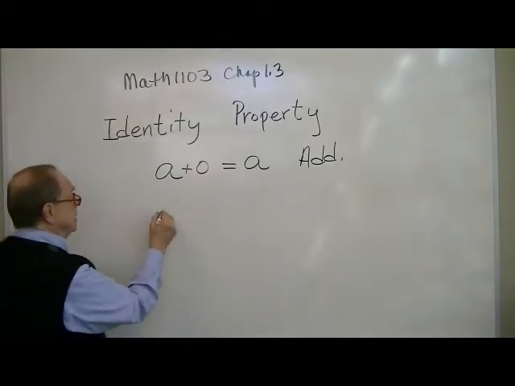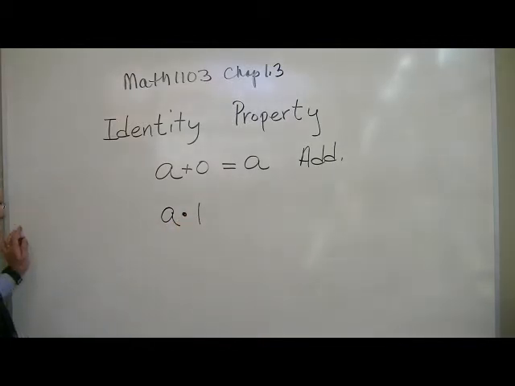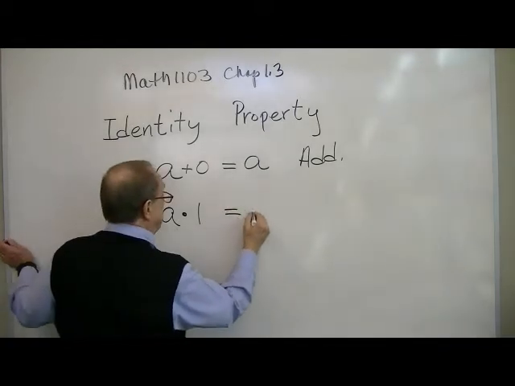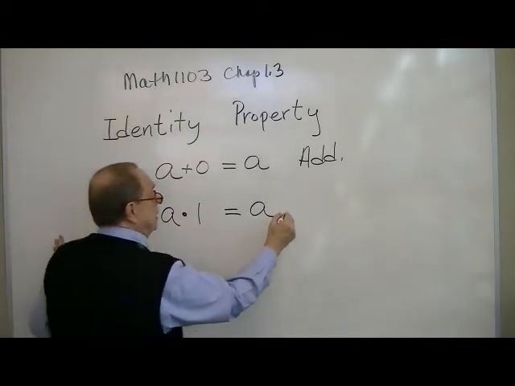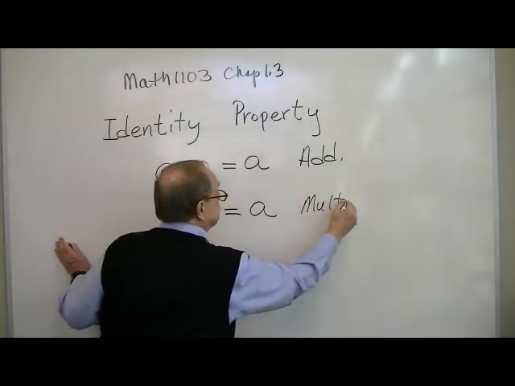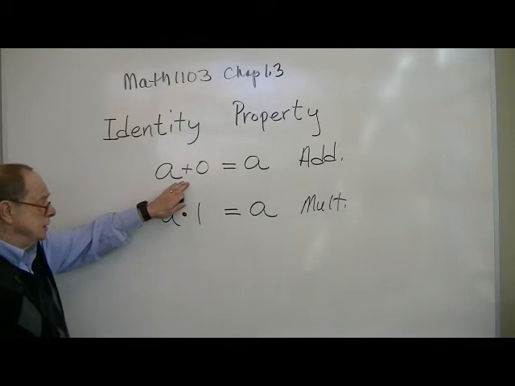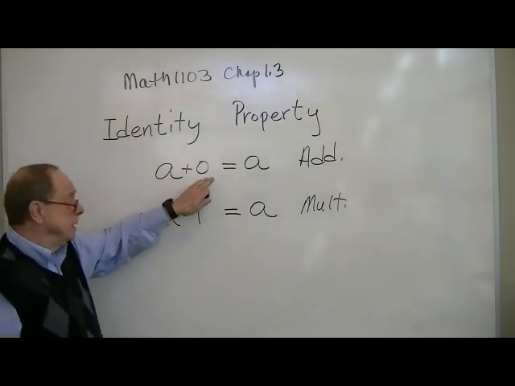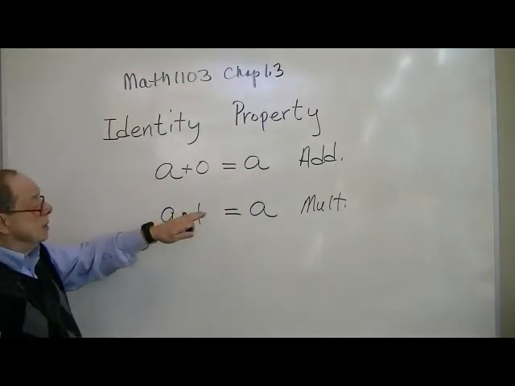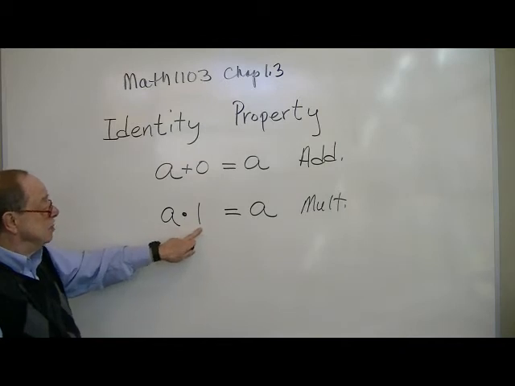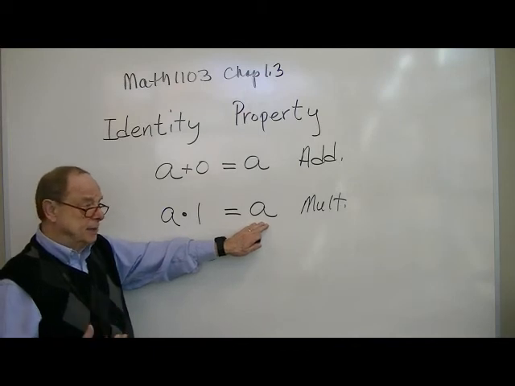And if you take any number and you multiply it by a 1, it stays the same value. And this is called the identity property of multiplication. So the identity property of addition, adding 0 to any number, the number doesn't change its value. Identity property of multiplication, multiplying any number by 1, it still stays the same number, the same value.